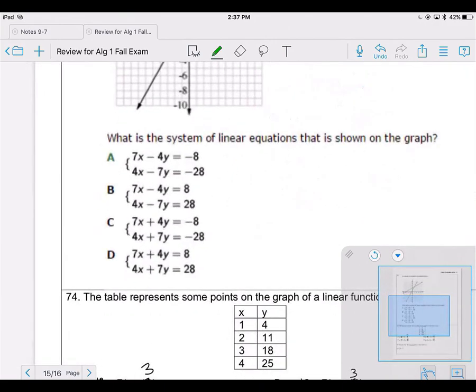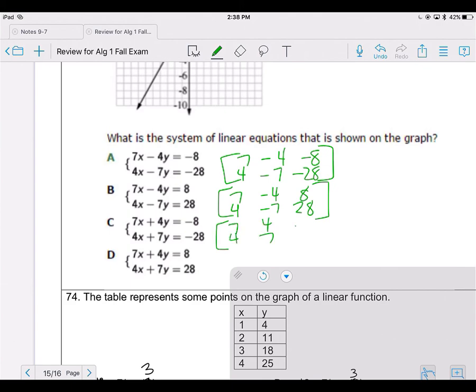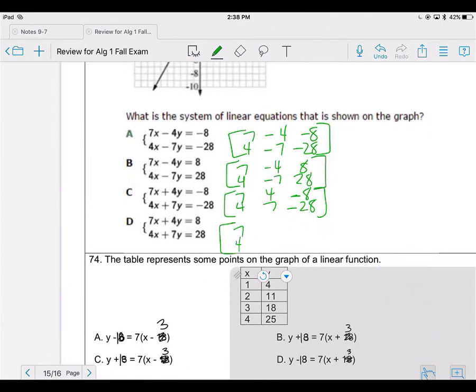So I'm going to set them all up first before I plug them in. 7, -4, -8, 4, -7, -28. 7, -4, 8, 4, -7, 28. 7, 4, 4, 7, -8, -28. Remember, with matrices, all you're doing is rewriting the letters without the numbers. Okay. Now I'm going to put all of these into my calculator and see what my correct answer is based on the solutions.